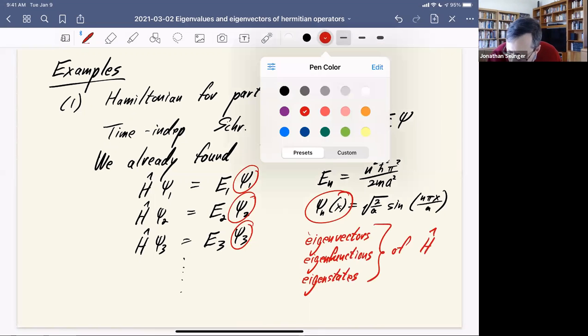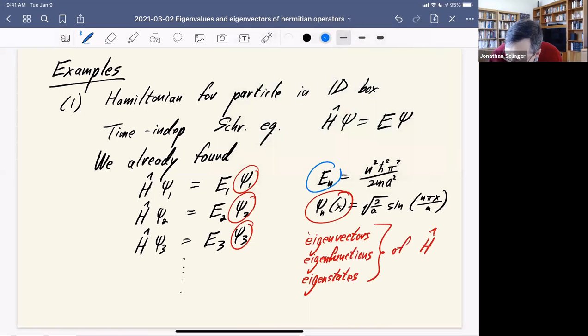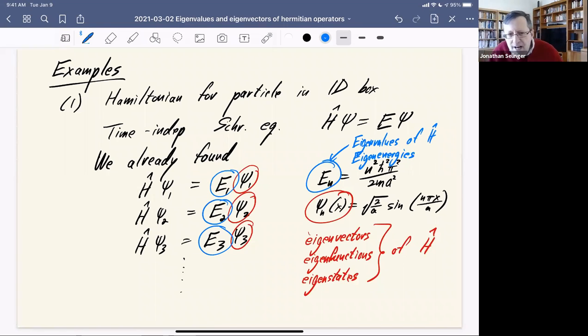Okay, and likewise, these energies, En, so that's this one, this one, this one, these are the eigenvalues of the Hamiltonian, or sometimes people might call them the eigenenergies. Because, you know, we stick the prefix eigen on just about anything. Okay, so these are the eigenenergies for the particle in a box. So we solved this eigenvalue problem already.